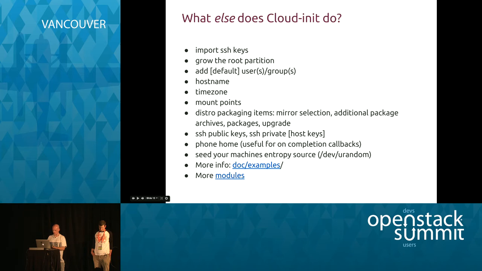The main one you're probably used to is the public key one. The entropy seeding one was new, so you can make your VM not have bad entropy, which it might have if you're not doing it correctly. Some other examples are online on Bazaar, and more examples on our cloud-init read the docs page there.